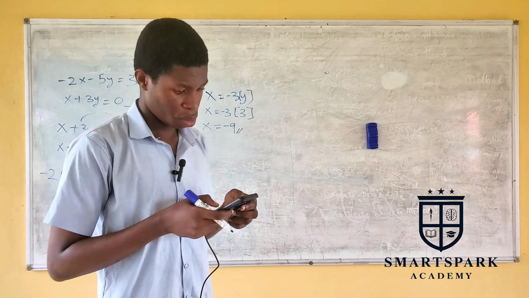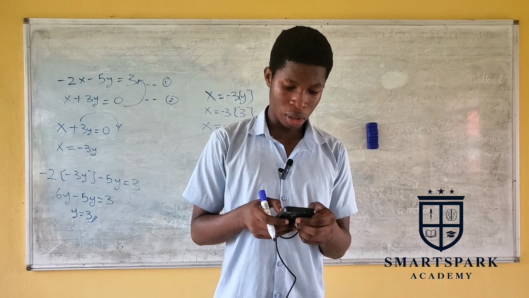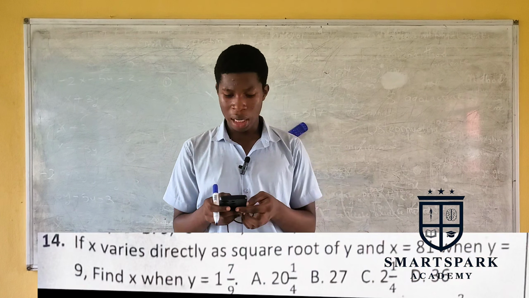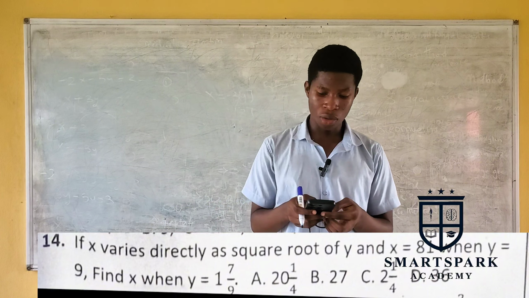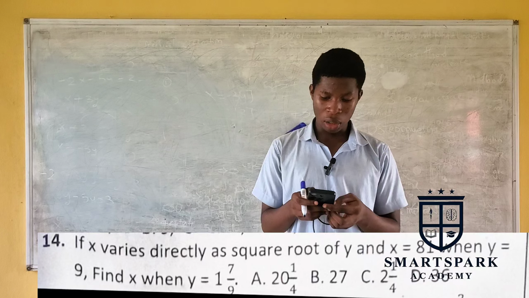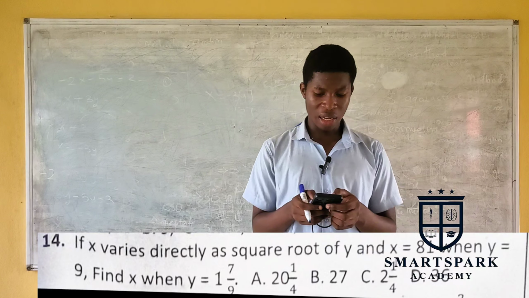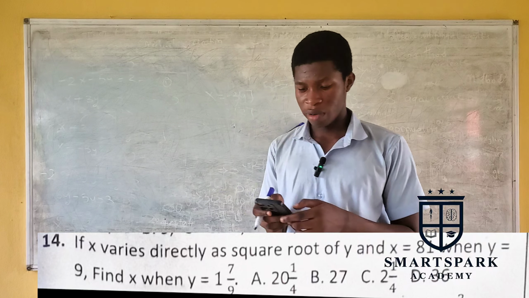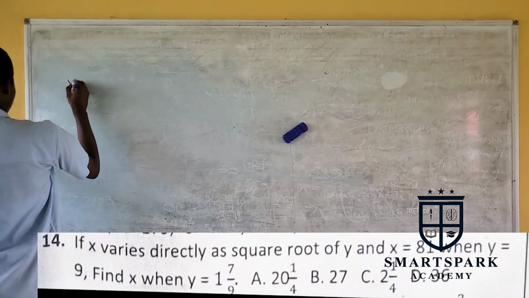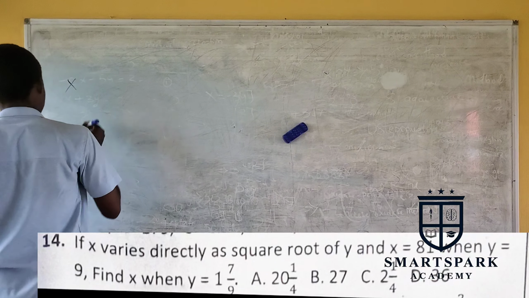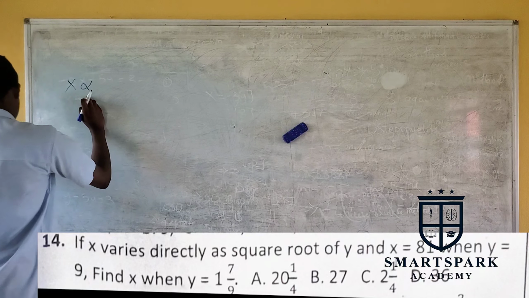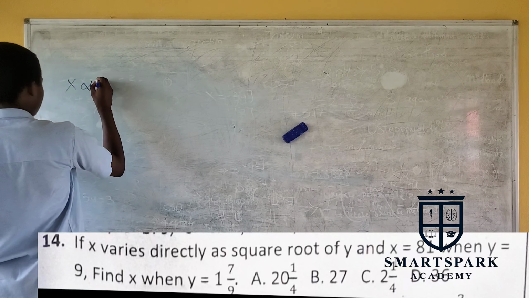So we are going to look at question 14. Question 14 says, if x varies directly as the square root of y, and x is equal to 21 when y is equal to 9, find x when y is equal to 1 and 7 over 9. So we are going to look at this. x varies directly as the square root of y.